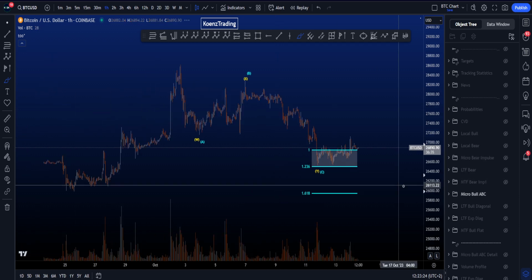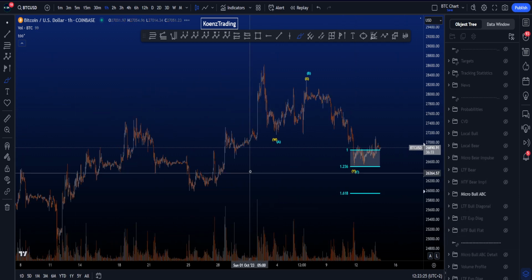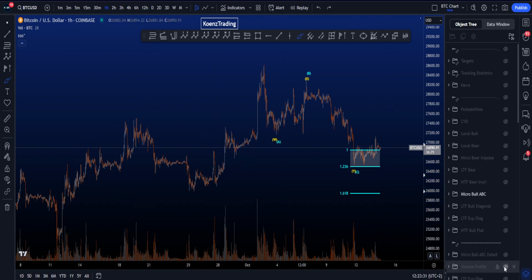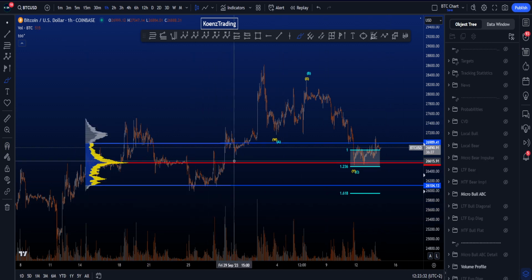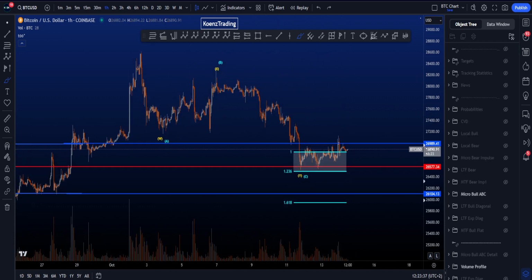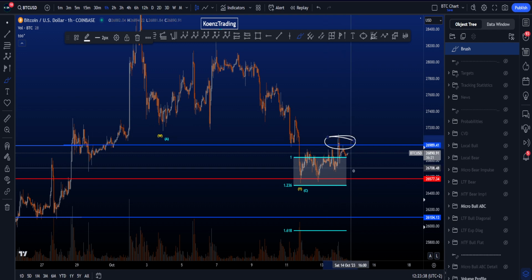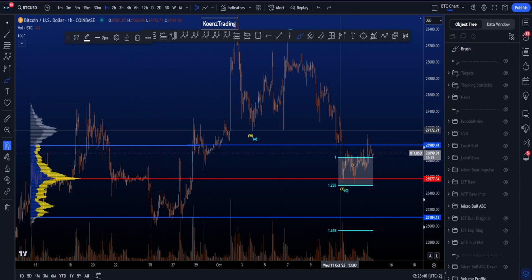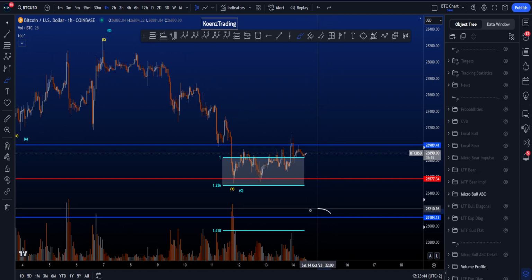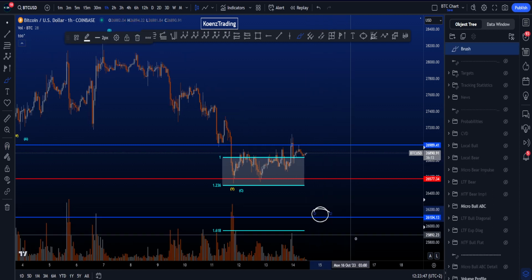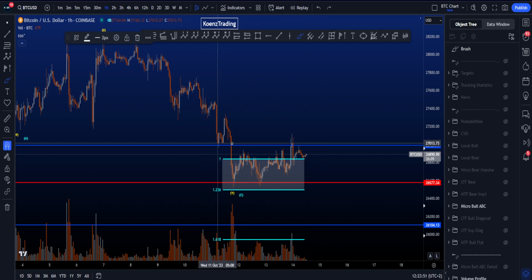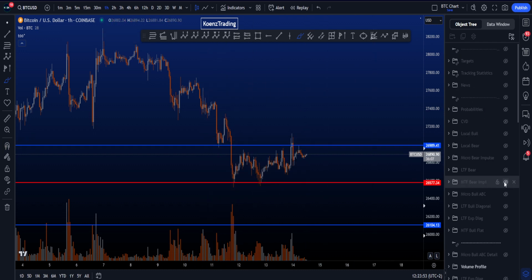Also, we are currently bouncing on top of the point of control of this range over here, which is quite interesting. I don't know if I have it here in my, yeah, so there it is. Point of control acting as support over here, always interesting. Now retesting over here the value area high of this volume profile. If we get rejected over here, then the value area low becomes a very interesting target at 26.1k. So this is a very important support resistance level at about 27k.